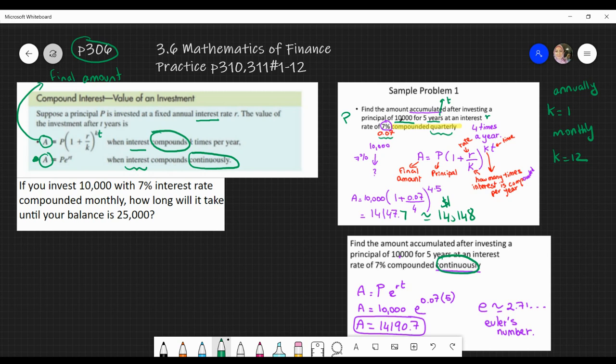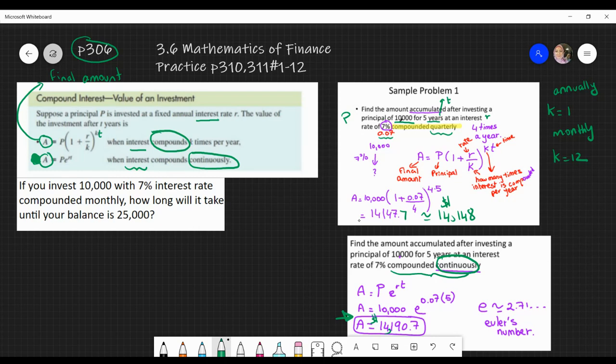Now, if I see the word continuously again, it means I'm using the second equation. So A equals P E to the power of RT: principal amount, E, which is Euler's number, we find it on any scientific calculator, to the power of RT, and R is the rate, T is the time. If I put that in the calculator, I'm gonna get this amount, 14,000 and almost $191. So I can tell the difference, and that I will make more money if I choose the offer from the bank that has the interest compounded continuously.